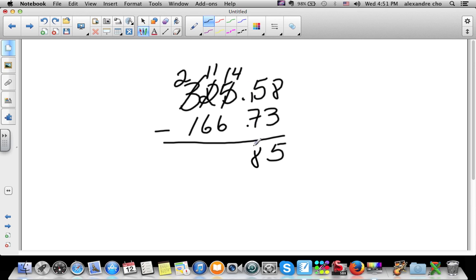15 minus 7 is 8. Bring the decimal down. 14 minus 6 is 8 again. 11 minus 6 is 5. 2 minus 1 is 1, which makes his bank account a little bit less, having $158.85. Okay, that was easy enough.